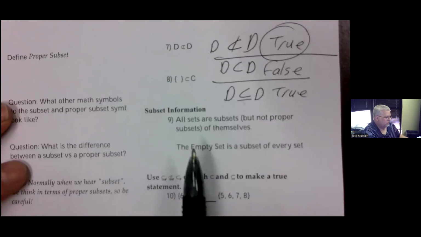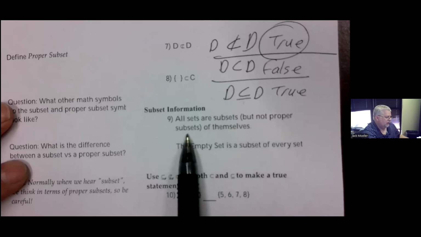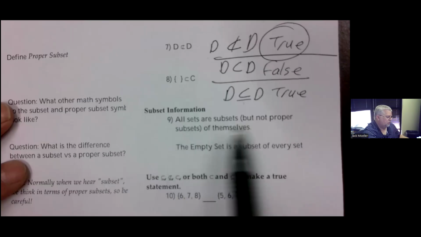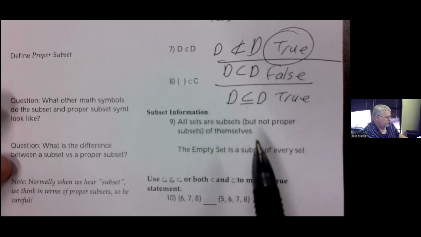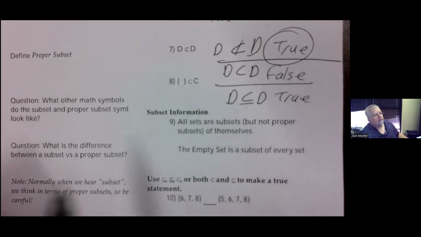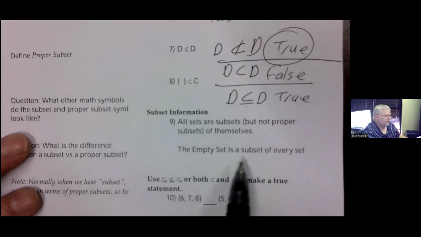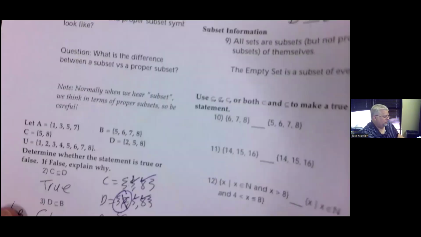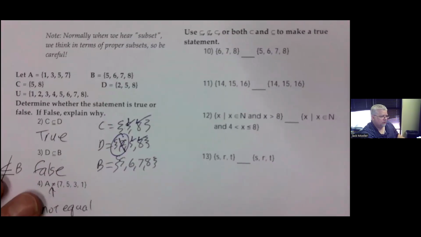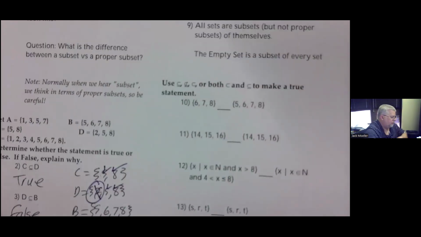The other thing to point out is all sets are subsets, but not proper subsets, of themselves. They can't be proper subsets of themselves because of the equal part, which is kind of what we were talking about there. So the empty set is a proper subset of every set except the empty set. It is a regular subset of all sets. Fun, right? But this is what you need to be able to do in chapter 2 to be successful, because now we're applying logic.